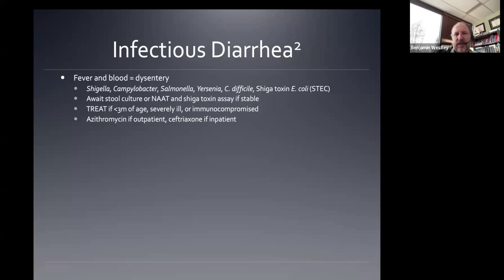Treatment is recommended if a patient is less than 3 months, if they're severely ill, or if they're immune compromised. I believe the main argument here is, what does severely ill mean?